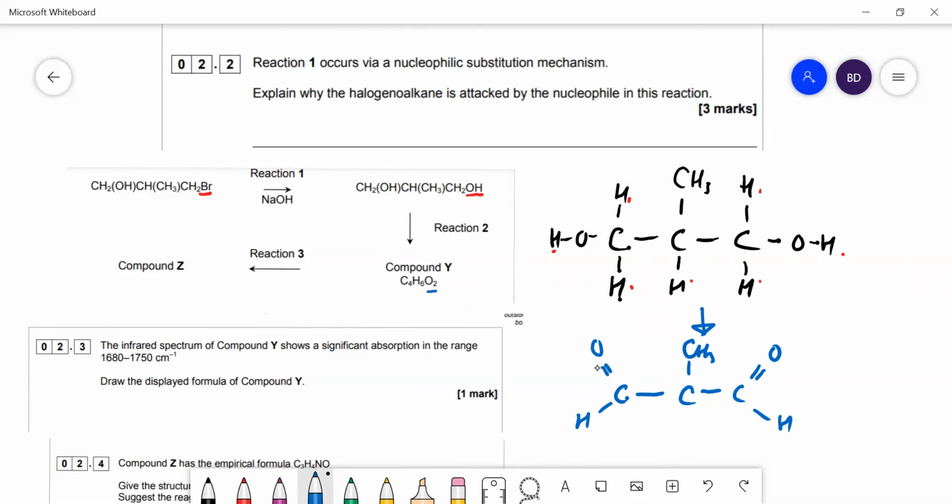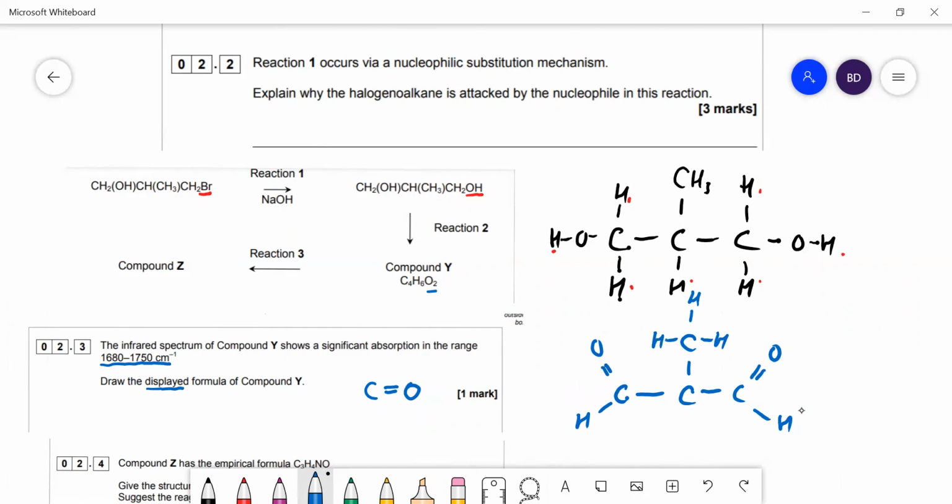Right, now question 2.3, it says the infrared spectrum shows us an absorbance in that region. That is very characteristic of the carbonyl group. So we've definitely got carbonyls in it. Now, it does say draw the displayed formula. So the way I've drawn this, I wouldn't get any marks because with displayed formula, you've got to show every bond, and I haven't there. So I'd have to write my CH3 like this. Okay, so be careful of losing marks like that.